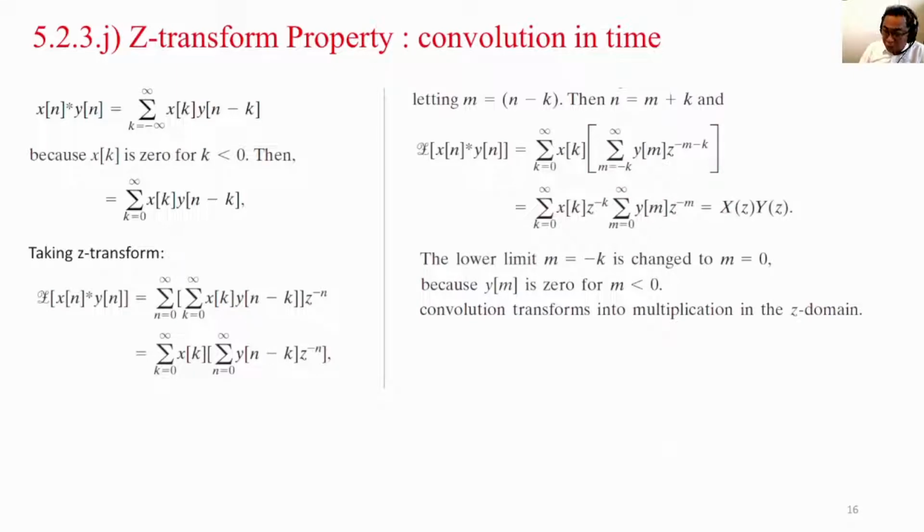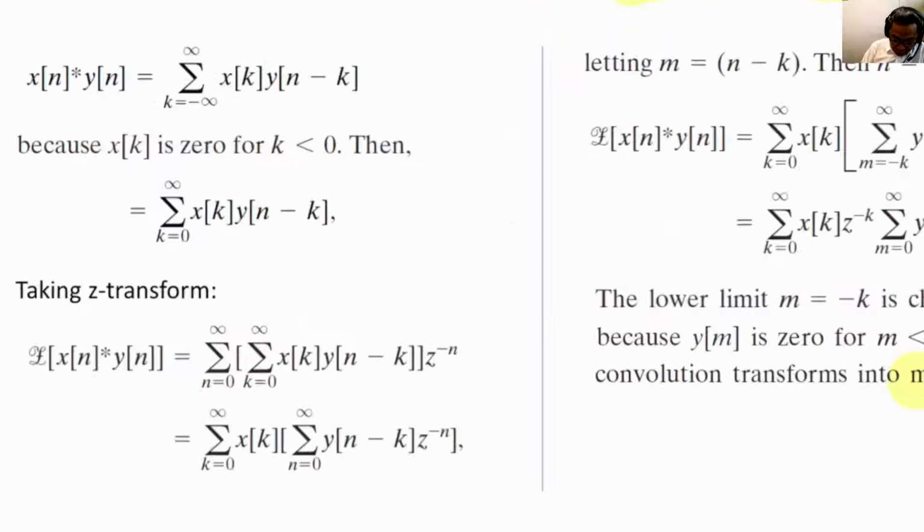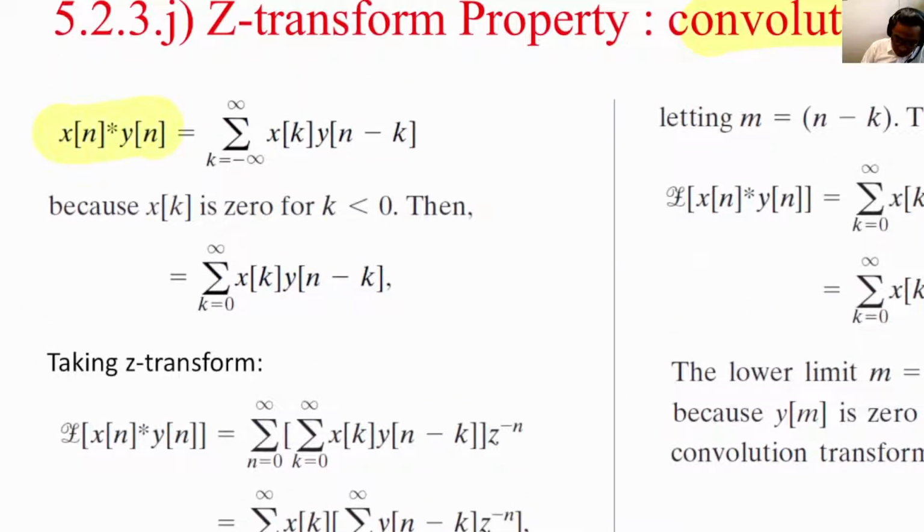We'll now study the most important property of the Z-transform. That is, convolution in time is equal to multiplication in the Z domain. Let's begin with the convolution equation, where we're convolving the sequence x[n] with y[n]. We'll assume that x[n] and y[n] are causal sequences, so x[k] is 0 for k less than 0.